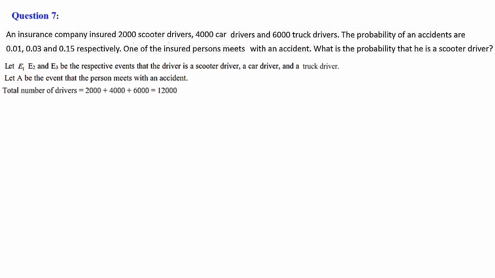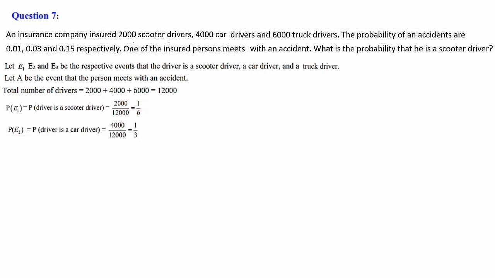So let's write the total number of drivers, because for writing the probability we need the total: 2000, 4000 and 6000. When we add, we will get 12,000. So P of E1 is the probability of choosing a scooter driver. We have 2000 scooter drivers out of 12,000. So 2000 by 12,000 is equal to 1 by 6.